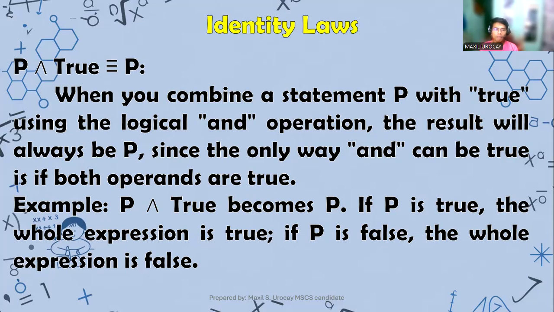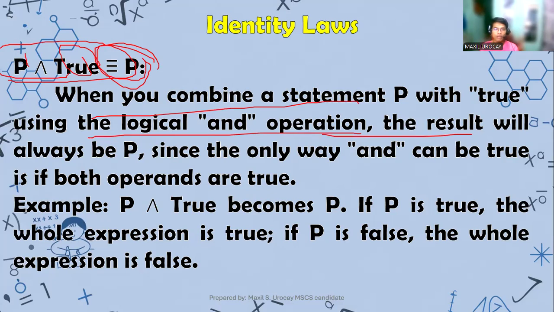Now, we also have here the AND operation or multiplication. If you multiply any P to the true statement, it will always result in P. When you combine a statement P with true using the logical AND operation, the result will always be P, since the only way AND can be true is if both operands are true. So P and true becomes P. If P is true, the whole expression is true. If P is false, the whole expression is false.